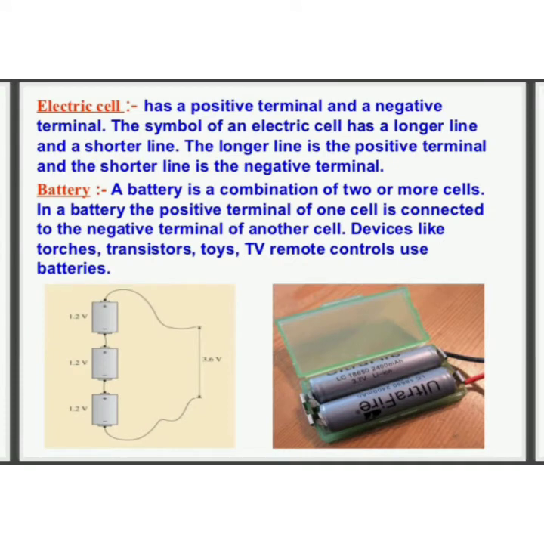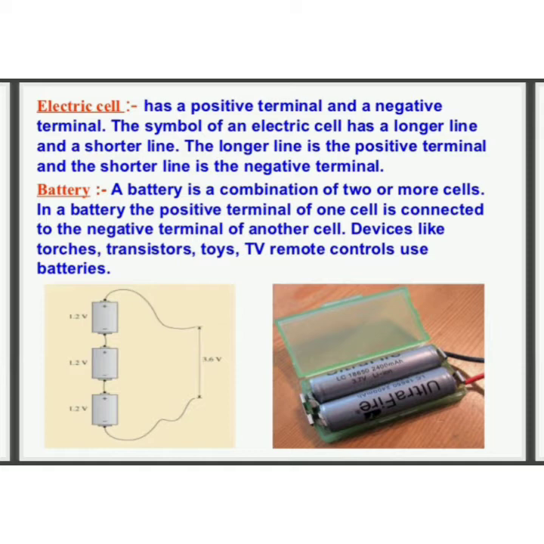Next, we are going to see about the electric cell. It is defined as an electric component which has a positive terminal and also a negative terminal. The symbol of an electric cell has a longer line and a shorter line. You could verify this in the previous image. The longer line is the positive terminal and the shorter line is called the negative terminal.